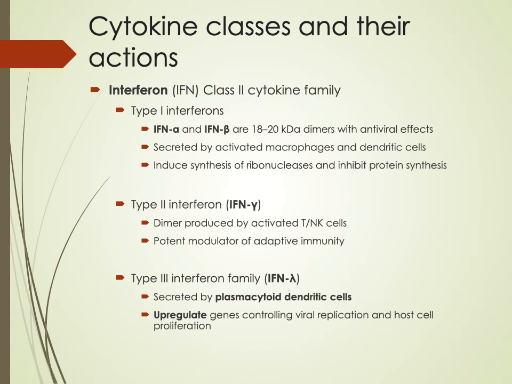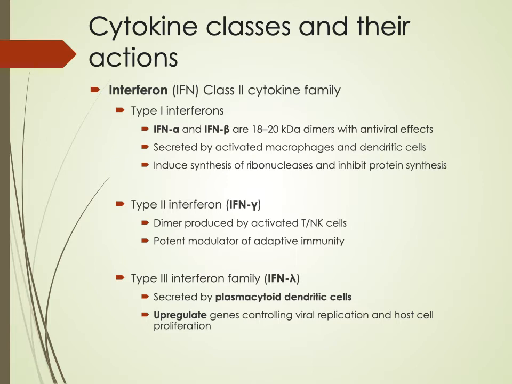Then for our class 2 cytokine family, we have the interferons. The interferons fall into 3 different categories or types. Type 1 interferon would be interferon alpha and beta. Both of these are dimers, and they have antiviral effects. They get secreted by activated macrophages and dendritic cells. So again, they're very important in the innate response, and they're going to induce synthesis of ribonucleases that will break down RNA, and they also inhibit protein synthesis.